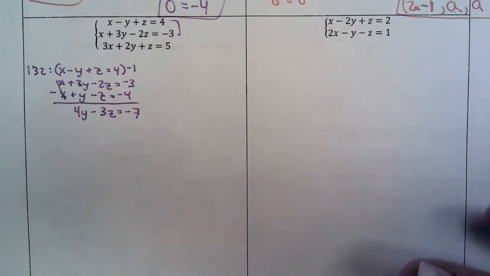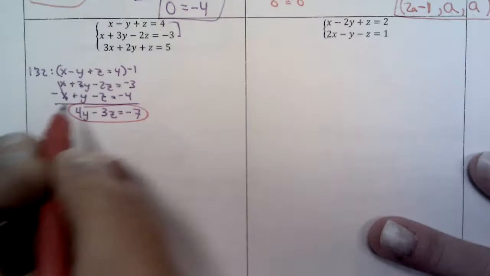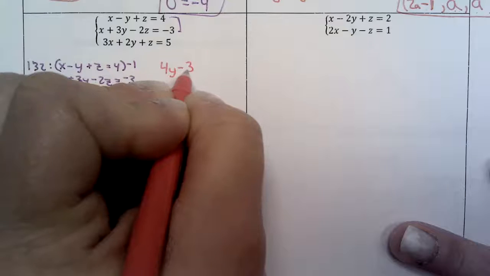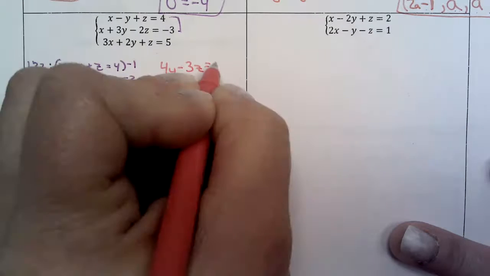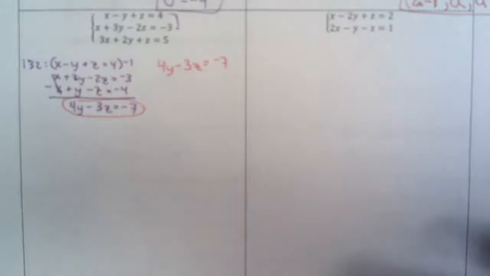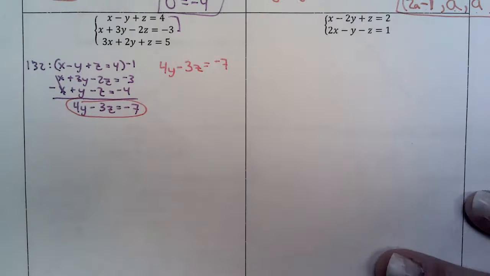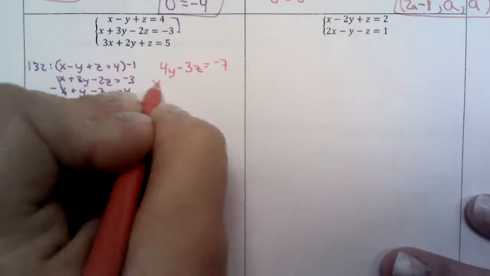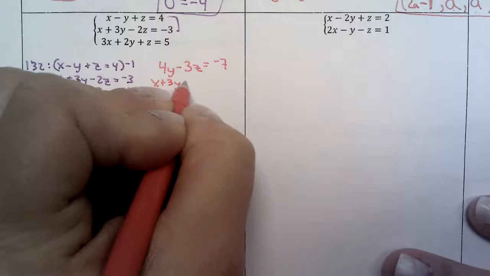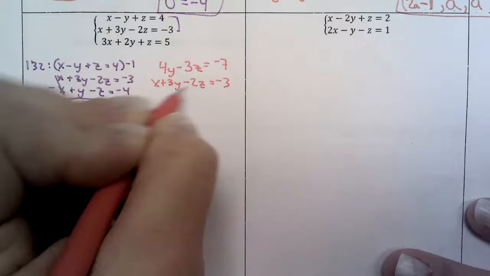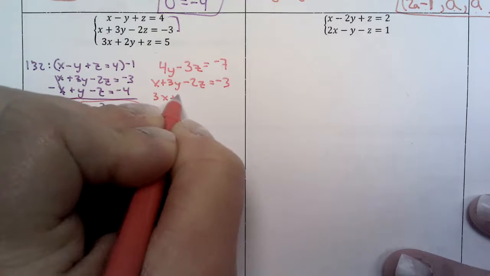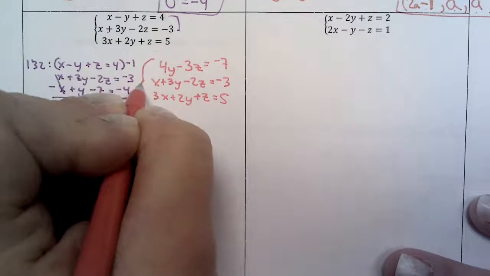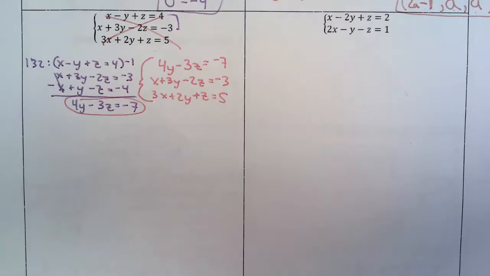So now that becomes my first equation in my new system. So I have 4y minus 3z equals negative 7. Now I'm going to rewrite this whole system. My next two stay the same. So 3x plus 2y plus z equals 5. So there is my new system. So I'm done with that one.